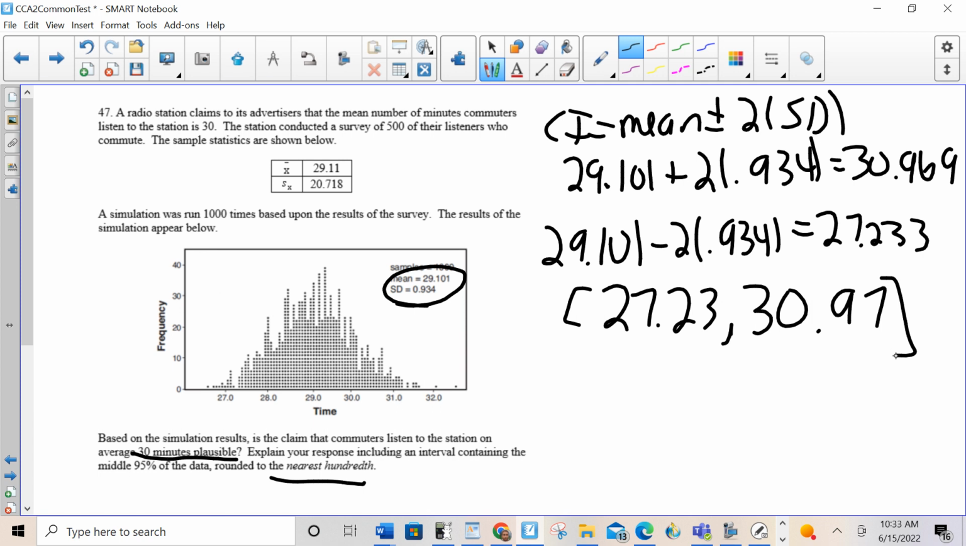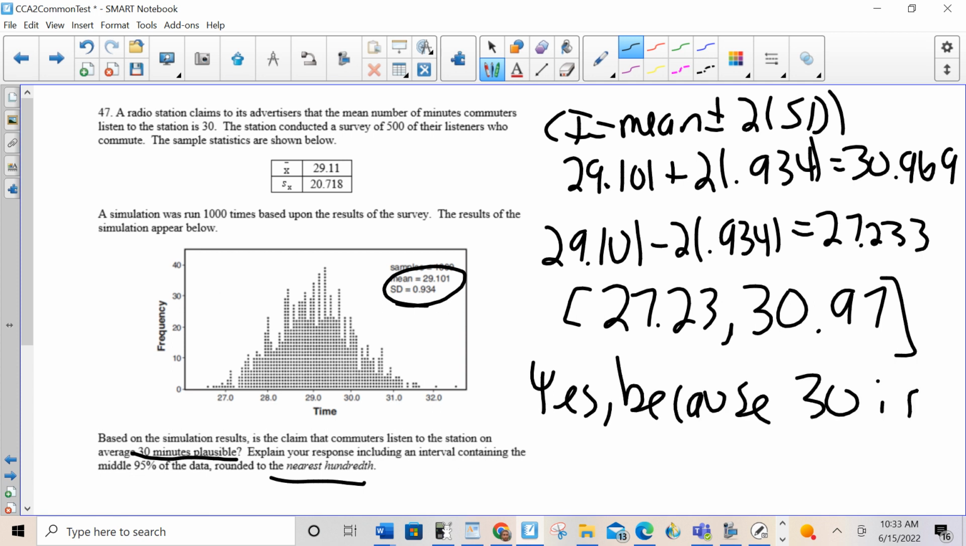So is 30 minutes plausible? Well, is 30 inside or outside the confidence interval? Since it's inside, it's in between these two values, yes, because 30 is inside the confidence interval.